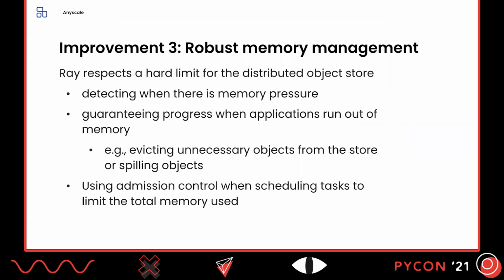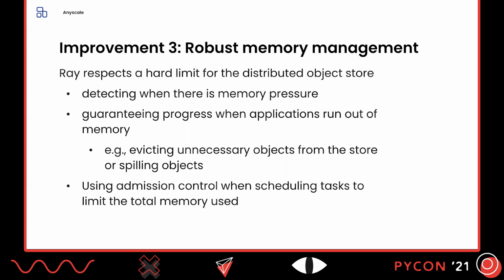So the last improvement I'll demonstrate is how we improved our memory management layer. In summary, Ray respects a hard limit for the distributed object store. So what does that mean? There are three things that we implemented. The first thing is it detects when there is memory pressure. And also it guarantees progress when applications run out of memory by taking the proper actions.